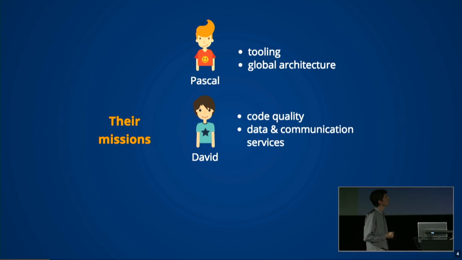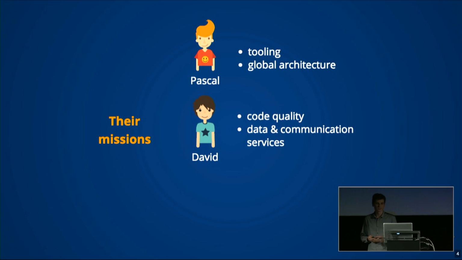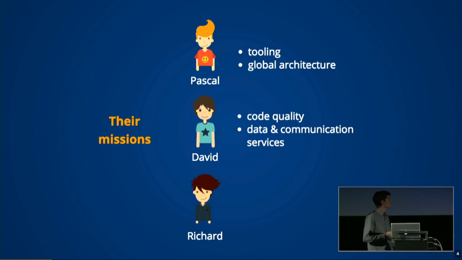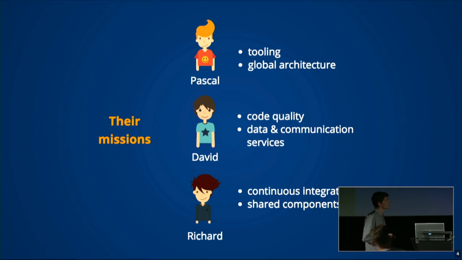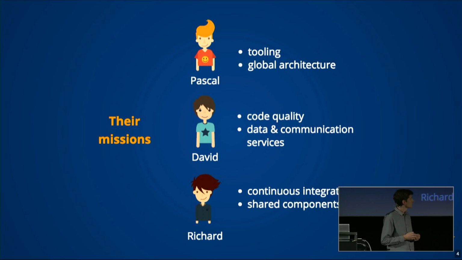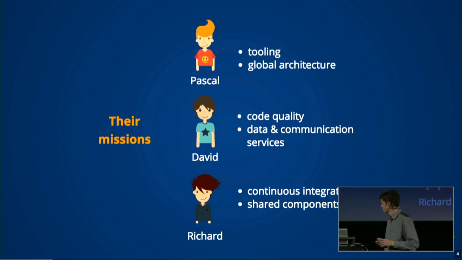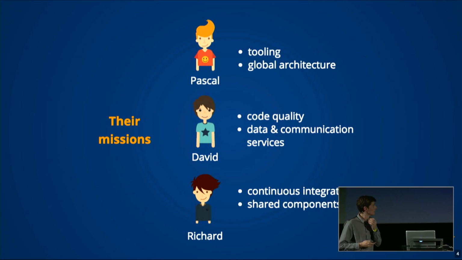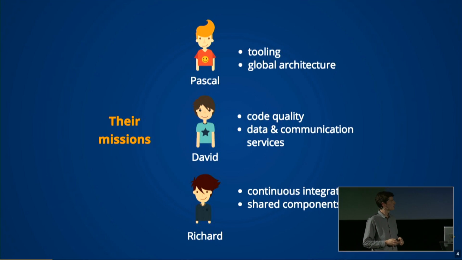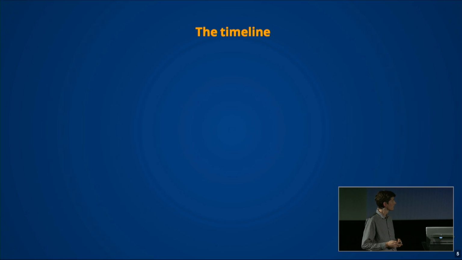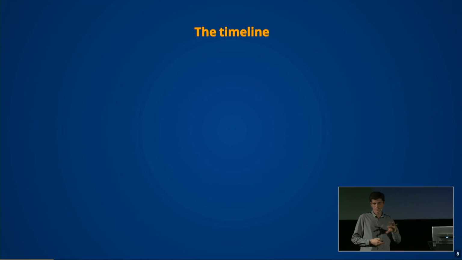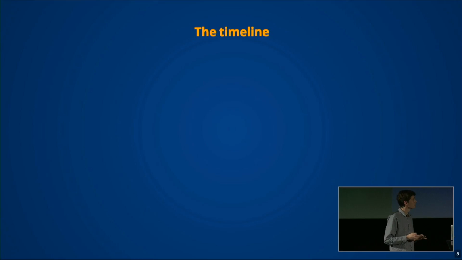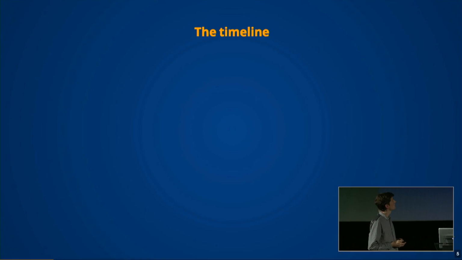David will work on code quality and on the Angular application, the data and communication services. And Richard himself will work on continuous integration and shared components declared in the application. And we will just see some timelines and interaction in the team.